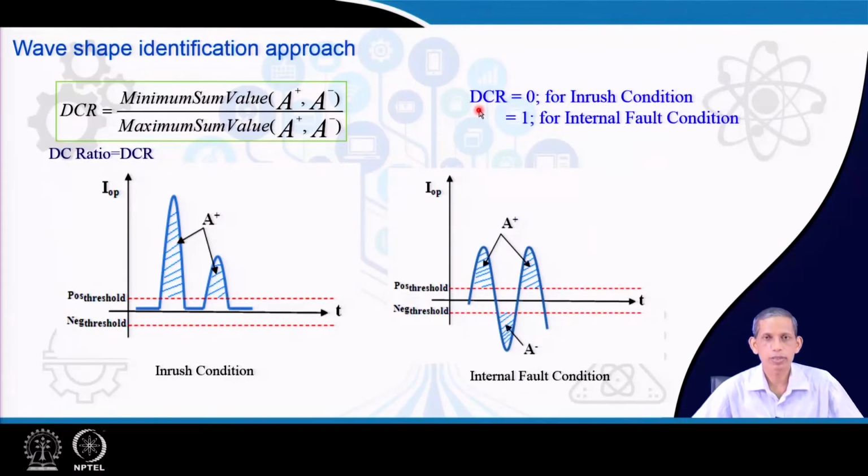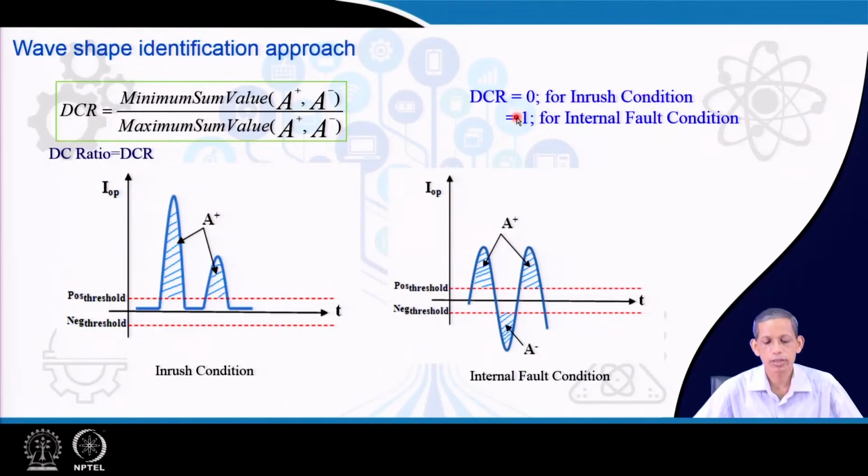What is being observed is that the DCR becomes equal to 0 for the inrush condition. The minimum becomes 0, either positive or negative, from the corresponding threshold value. In case of internal fault, the corresponding area is very close to sinusoidal. Therefore, after filtering out the decaying DC, for an internal fault the A positive and the A negative are very close to 1, and that becomes 1.